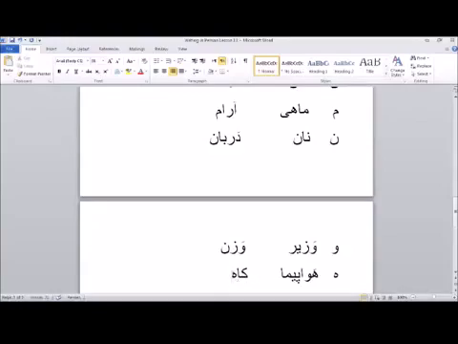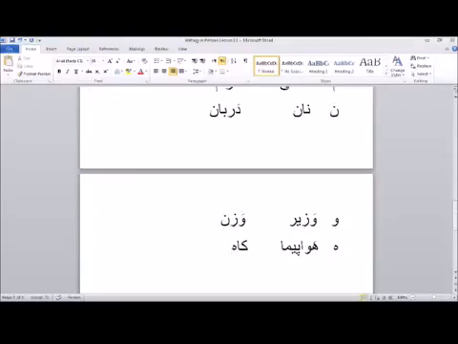And another example would be k, a, ka. How come this is written this way and not this? Because the initial is connected, but this one is written individually by itself. It cannot be connected to here, and that would be ka. Ka means a straw.